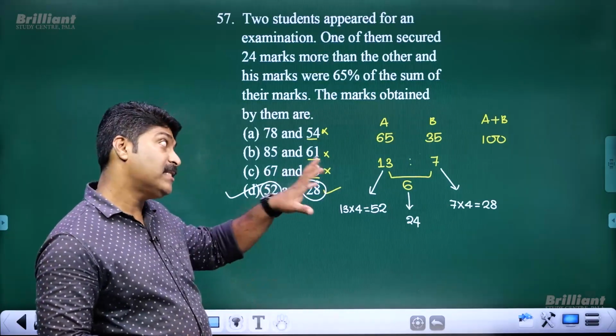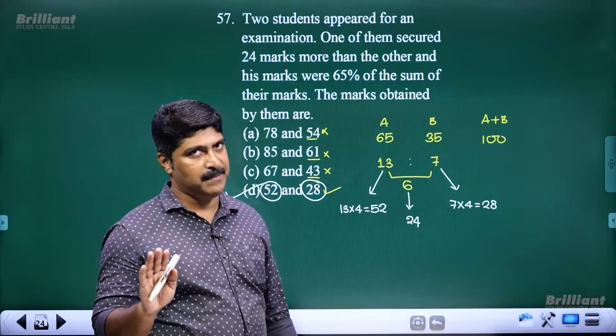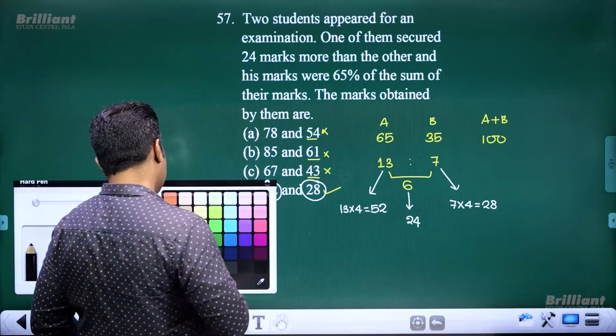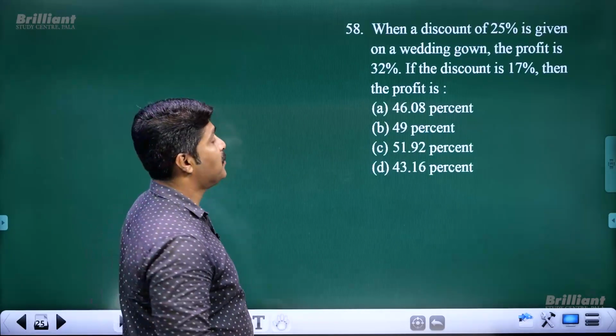So understand that divisibility concept. Once you are familiar with the divisibility concept, easily you can reach the conclusion. So that's a tricky type of approach in similar kind of questions. These are some of the frequently asked set of questions.